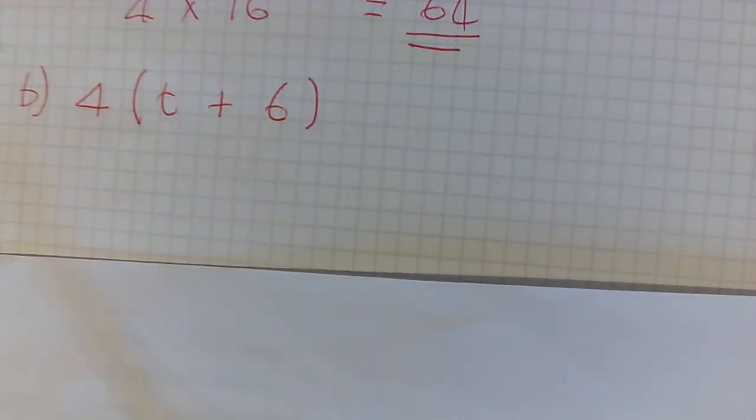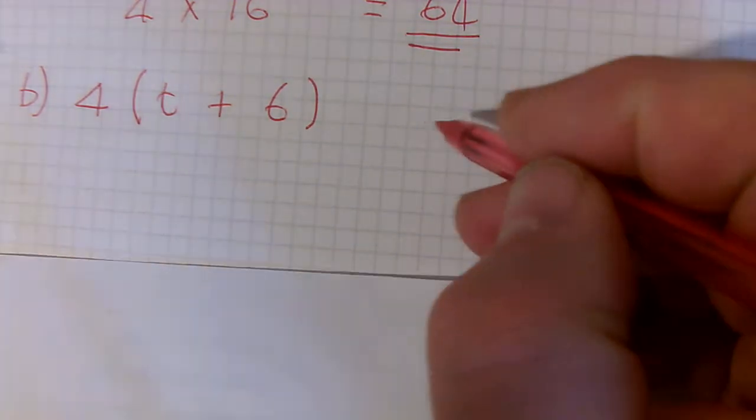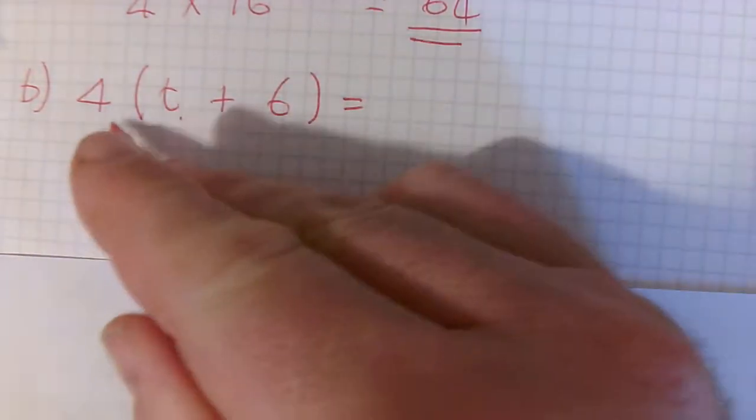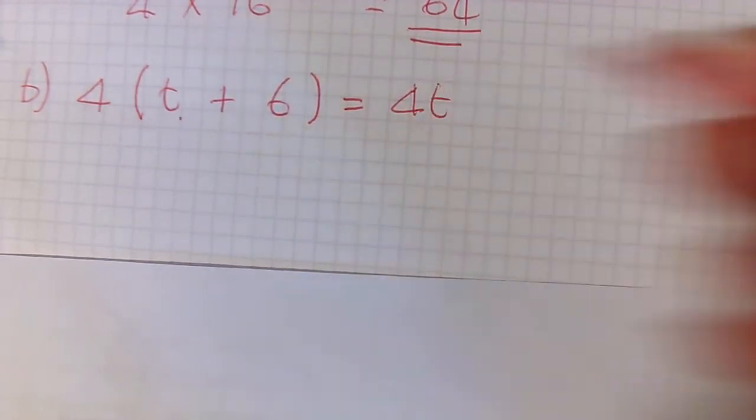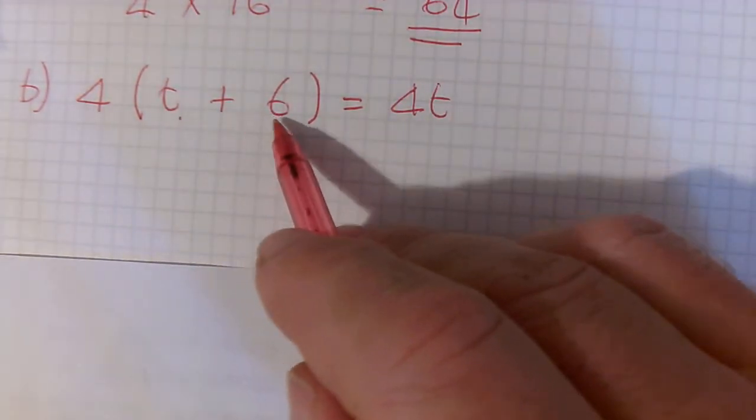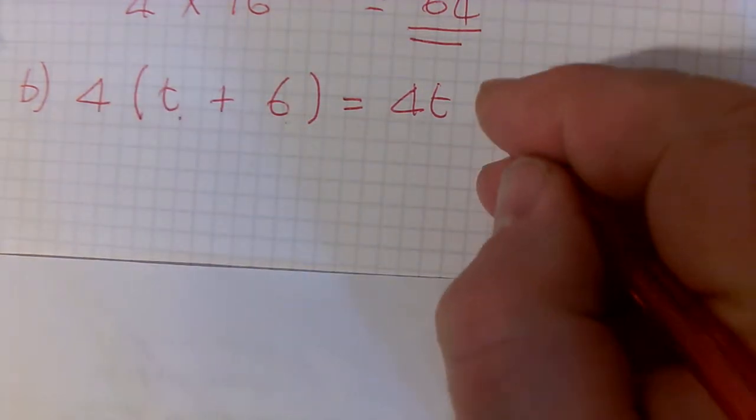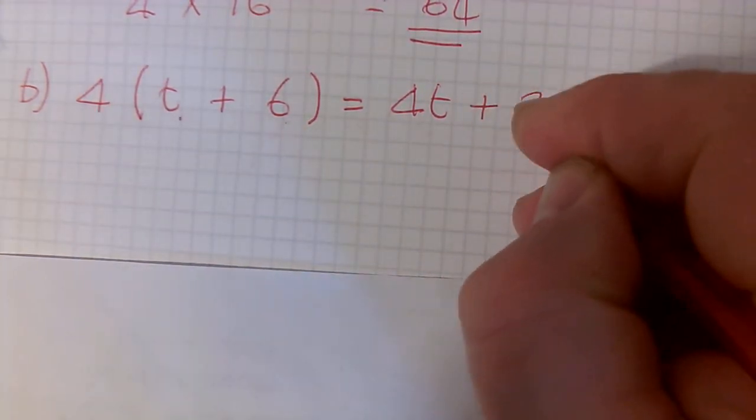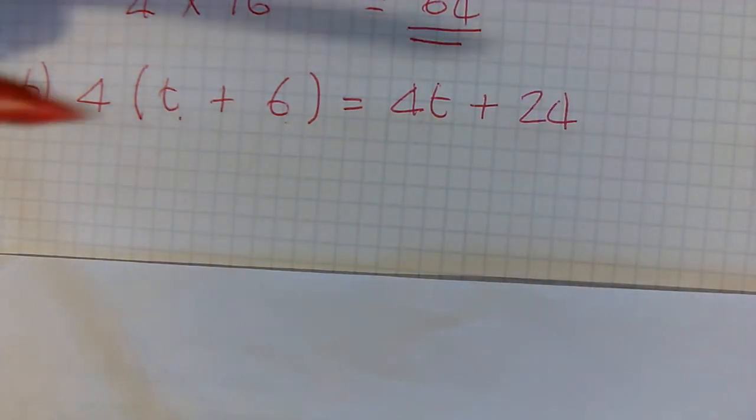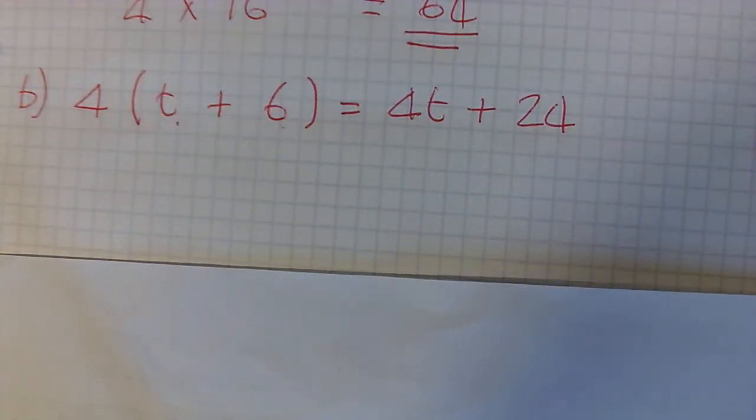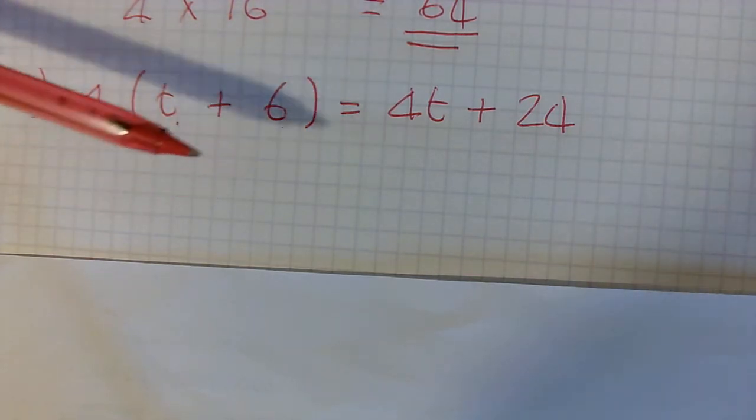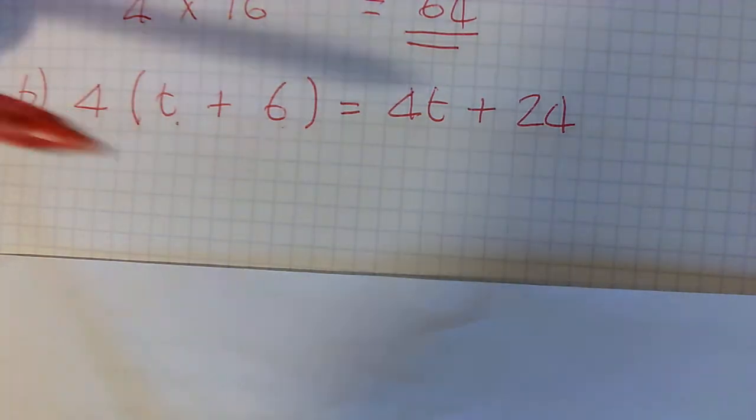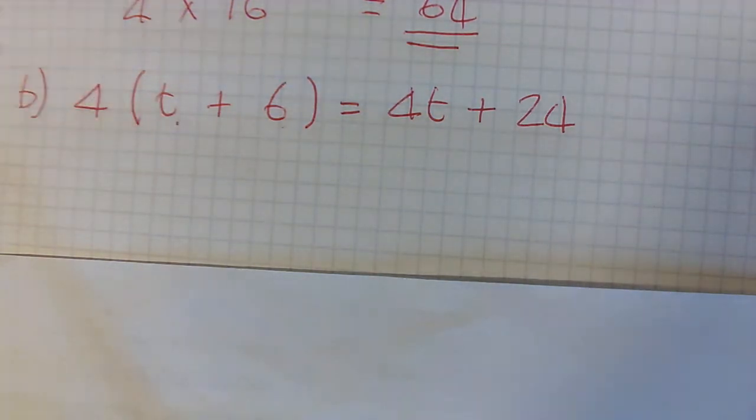For an algebraic example, I have a letter T plus 6 in the bracket and it's multiplied by 4. I take my T first, and 4 times T is 4T. The next term is 6 times 4, 4 sixes, 24. This is the final answer from expanding the bracket because you cannot add 24 to a term which contains T's. T's can only be added to T's, if you remember your rules for collecting like terms.